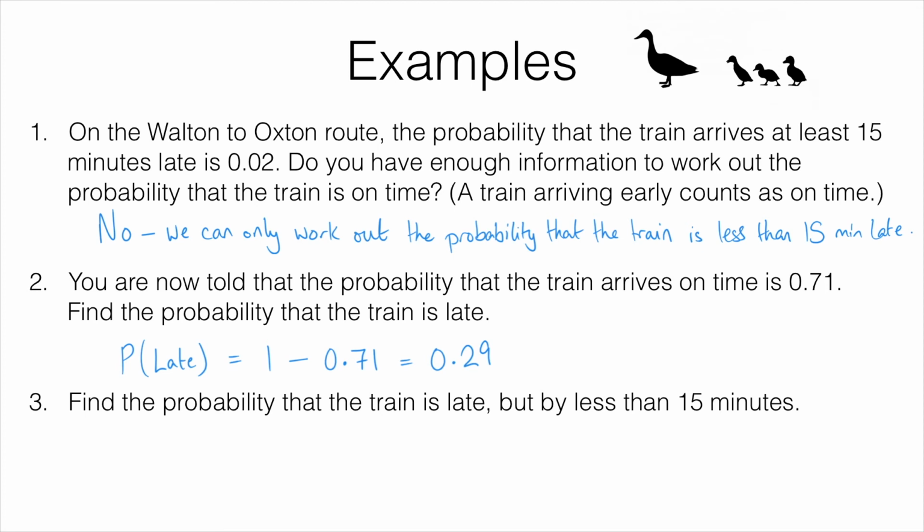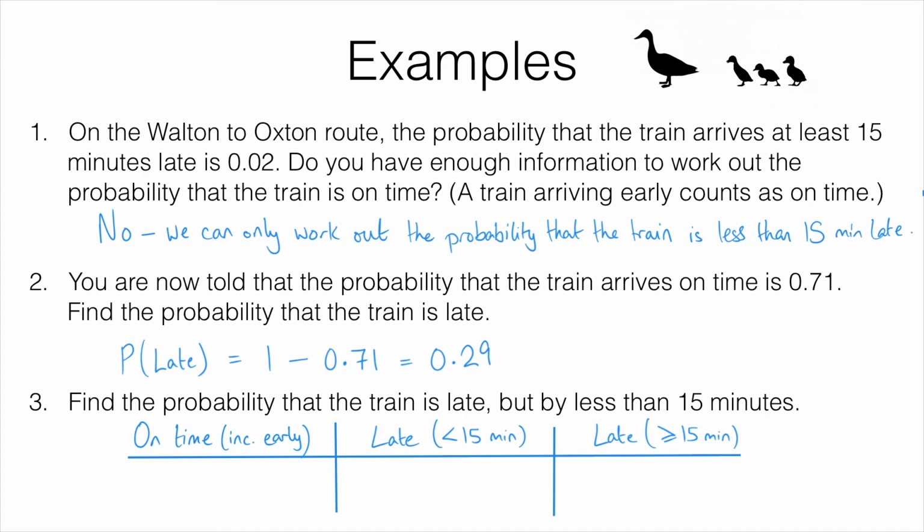In question 3, we need to find the probability that the train is late, but by less than 15 minutes. That is not the same as the probability we've just worked out. 0.29 is the probability that the train is late by any amount of time, including being less than 15 minutes late, as well as being more than 15 minutes late. What we can do is come up with 3 events that cover all the possible outcomes without overlapping.